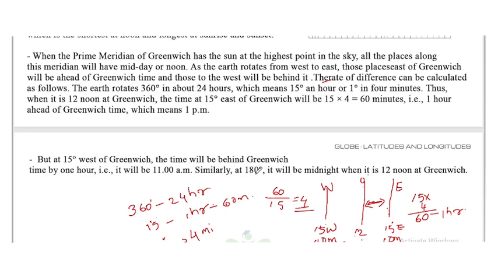Similarly, at 180 degree, it will be midnight when it is 12 noon at Greenwich. So in Greenwich it's 12 noon, and on the other side, at 180 degree, it's midnight. Okay, it's midnight 12, that is 12 a.m. So this is how we calculate the time zones.